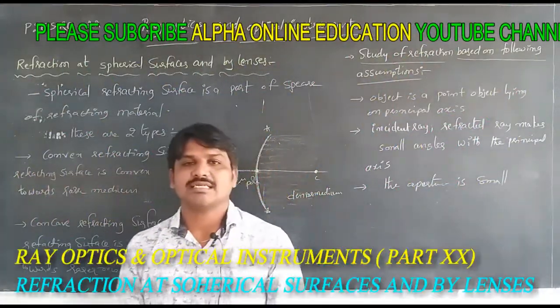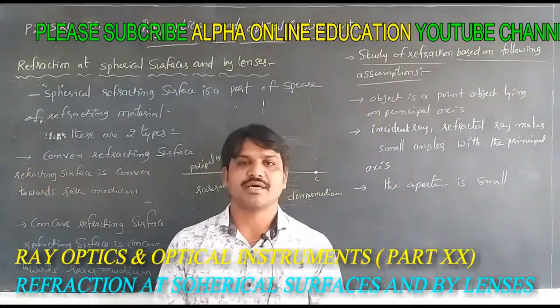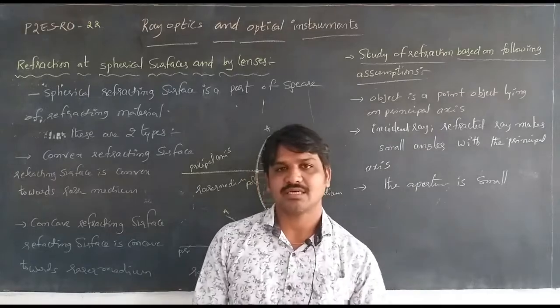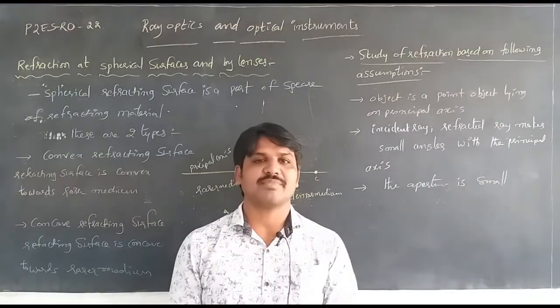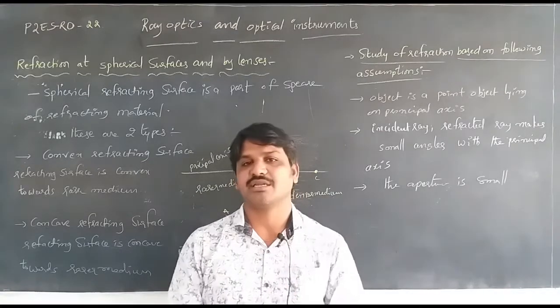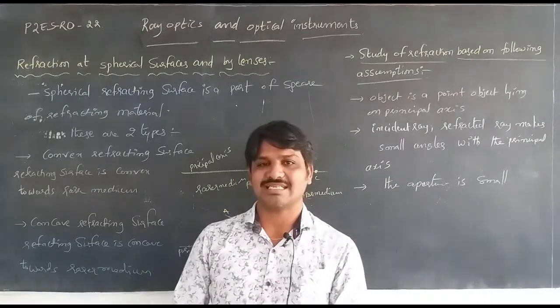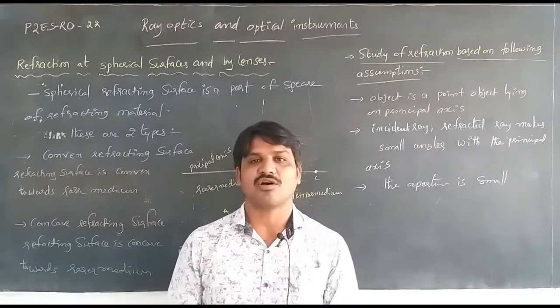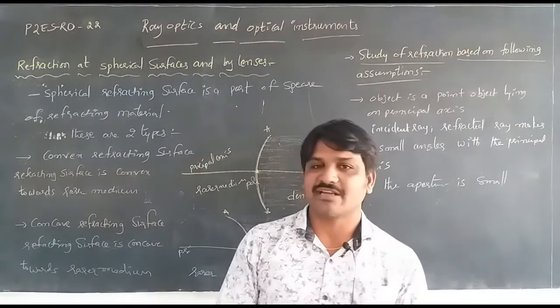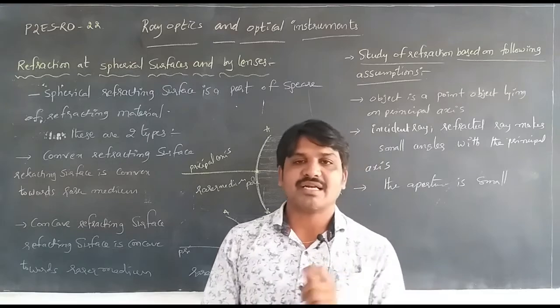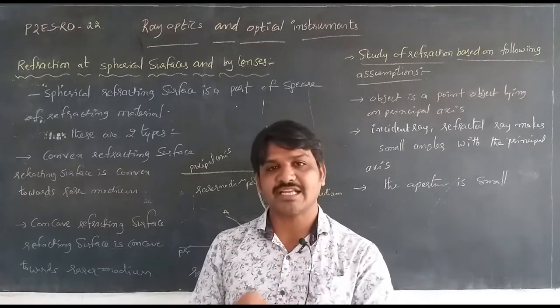Refraction at spherical surfaces and by lenses. Surfaces here means, earlier we have discussed refraction, which happens from one medium to another medium. Same as here, by using the lenses, the refracting surfaces are transparent. Then here the spherical refracting surface is a part of the sphere of refracting material.